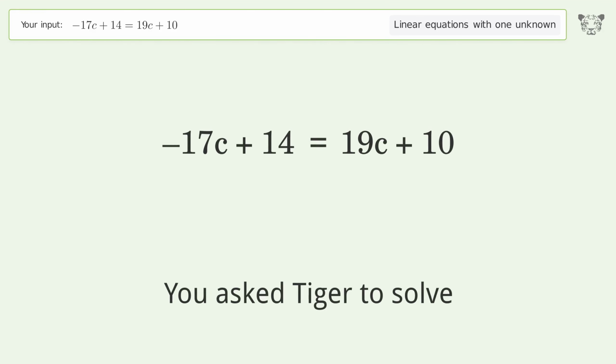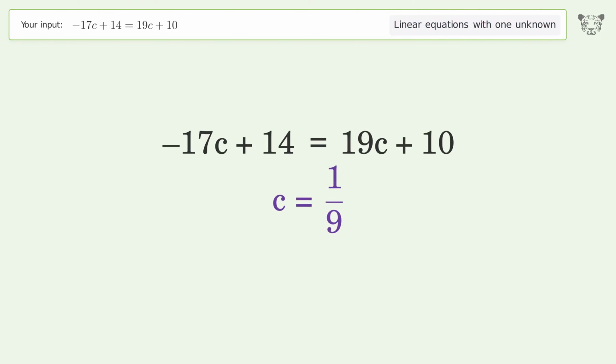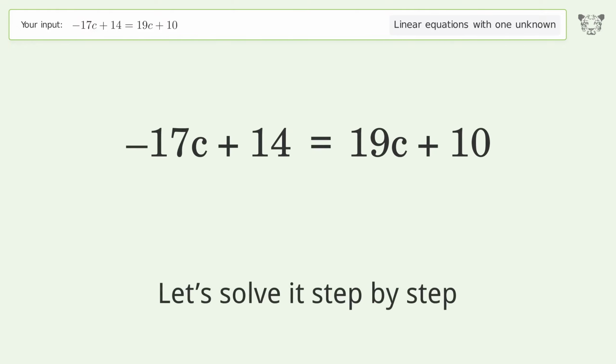You ask Tiger to solve. This deals with linear equations with one unknown. The final result is c equals 1 over 9. Let's solve it step by step.